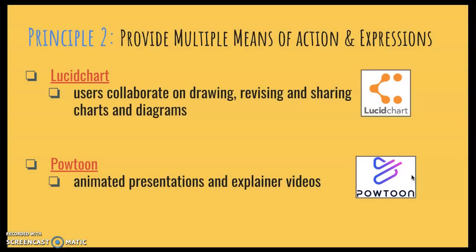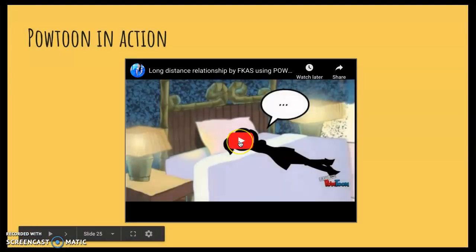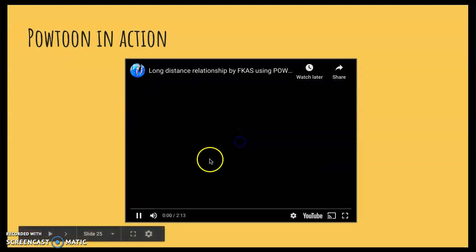A couple examples related to these principles. Principle 2, Lucidchart, fantastic for collaboration, making graphic organizers, and Powtoon, which is animated presentations and explainer videos that you can make and the students can make. And here's an example of Powtoon, just about 15 seconds. This is entitled Long Distance Relationship.